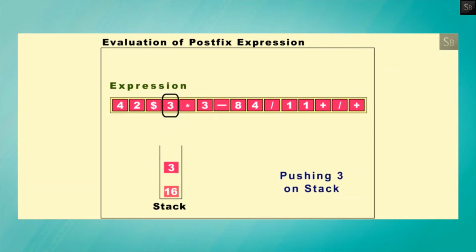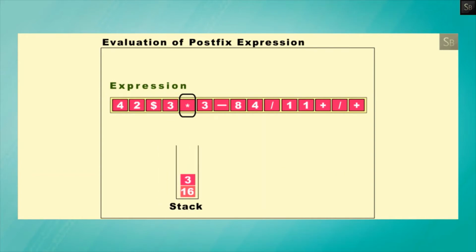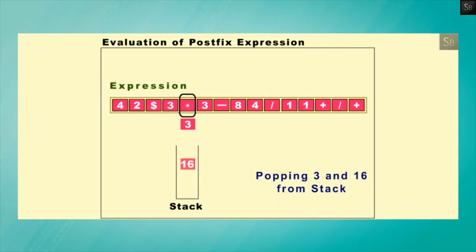Once we encounter any operator, we are going to again pop the recently pushed 2 symbols on the top of the stack. That is, we are going to pop 3 and 16, and we are going to perform 16 star 3, which is 48, and now 48 is to be pushed onto the top of the stack.